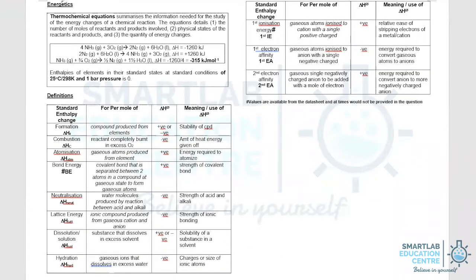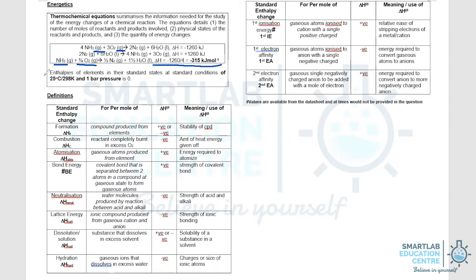Energetics. The first part of energetics will be looking at thermochemical equations and the various definitions. For thermochemical equations, remember that it's important to list the state symbol, as the state symbol will affect the value of the enthalpy of elements or compounds. Next, it's important to note that the stoichiometric coefficient of the equation will also affect its enthalpy change.